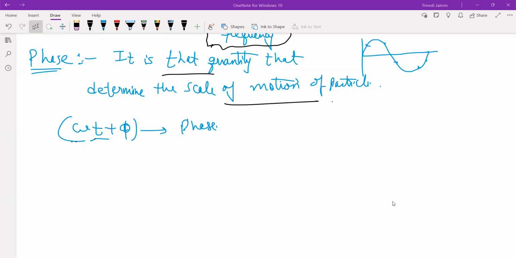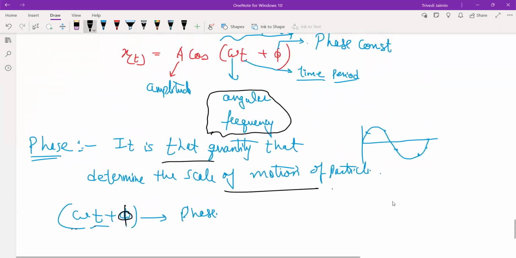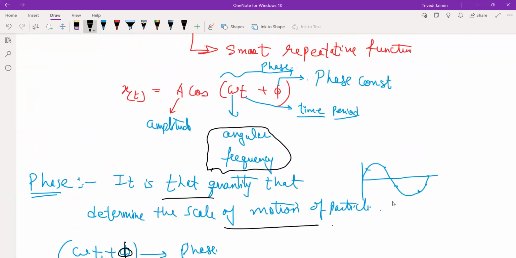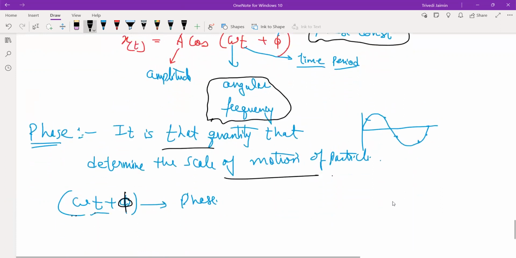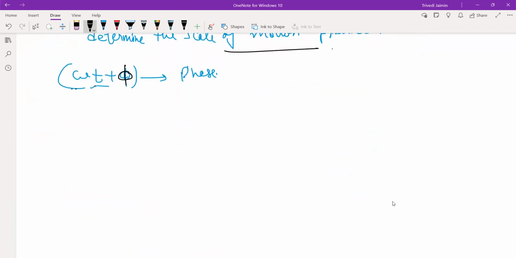Okay, so what was T here? Time period, and phi is phase constant. Now, phase totally depends on time.